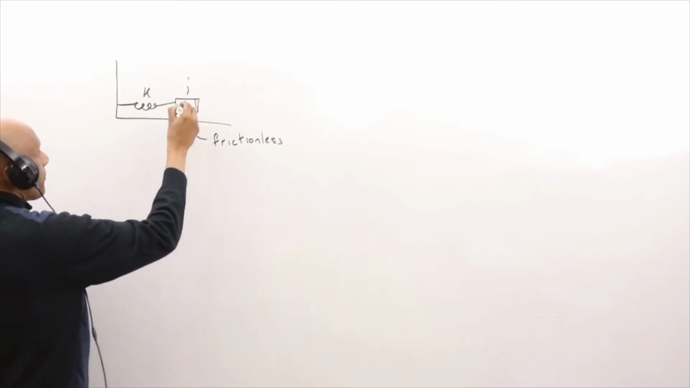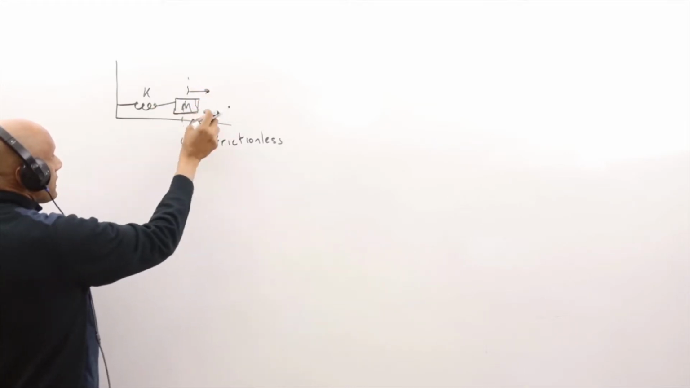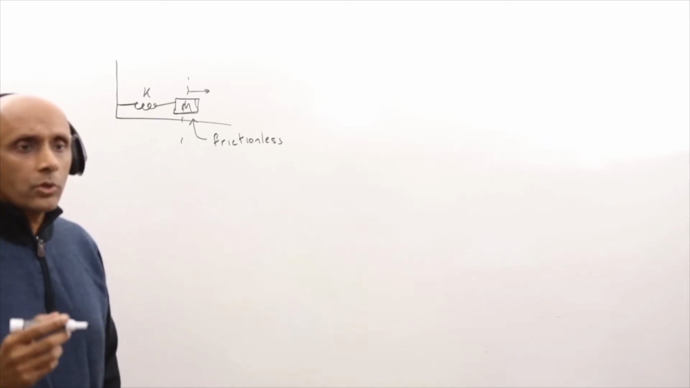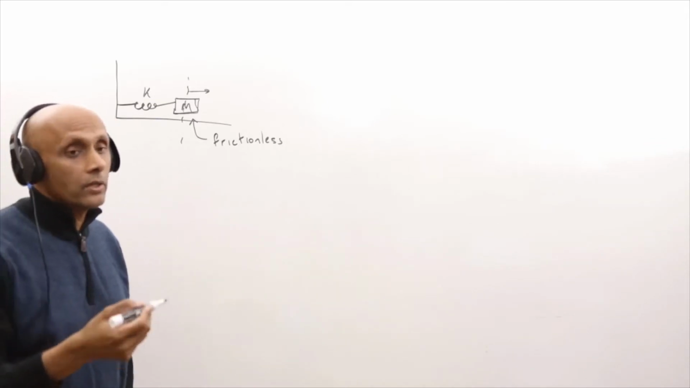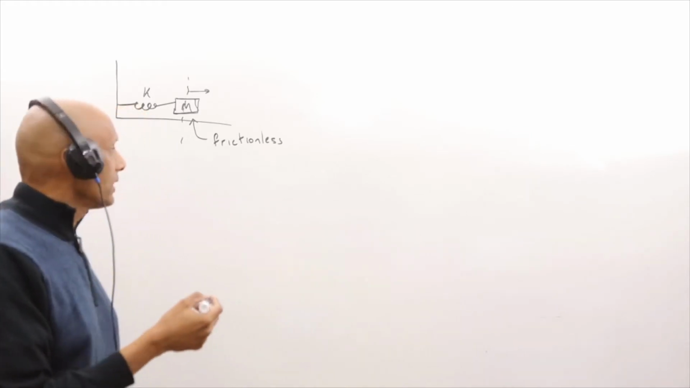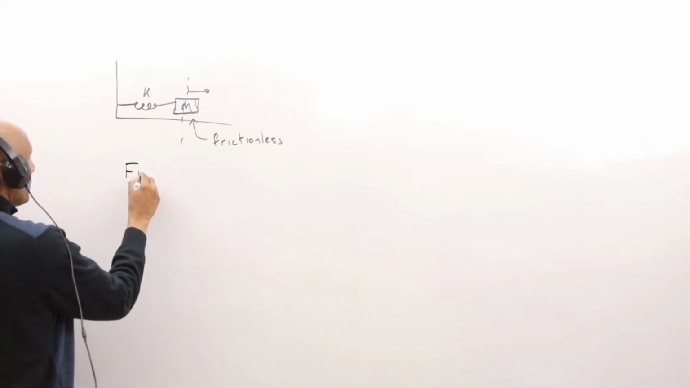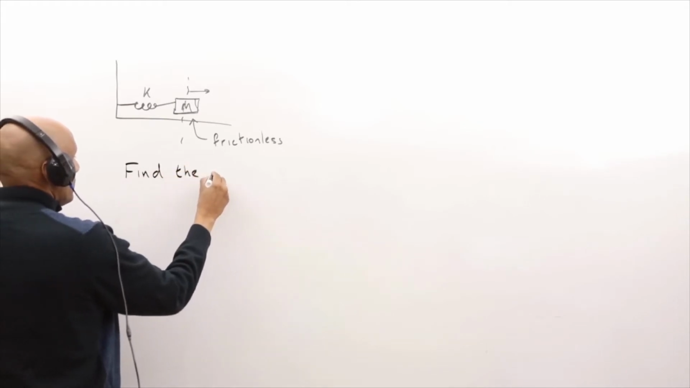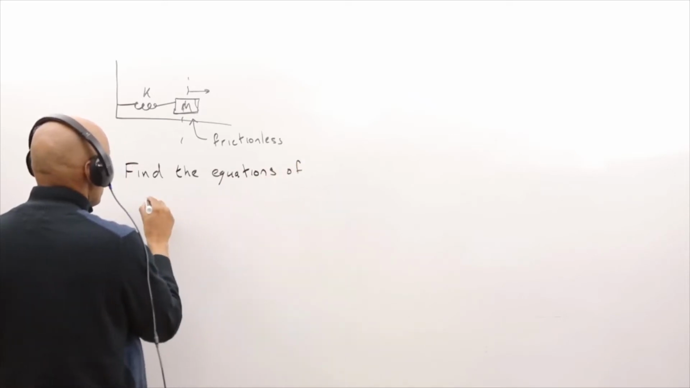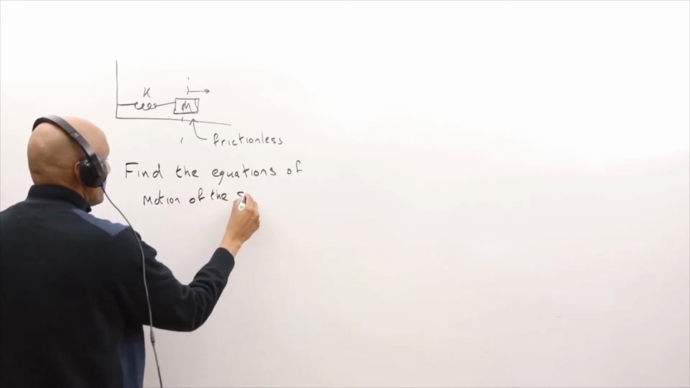It's at equilibrium. I'm going to displace it by a certain amount and let it go, and so it'll start oscillating. And I'd like to know exactly the equations of motion. The equations of motion are differential equations or integral equations, but in Newtonian mechanics we're all going to be using differential equations. So find the equations of motion of the system.